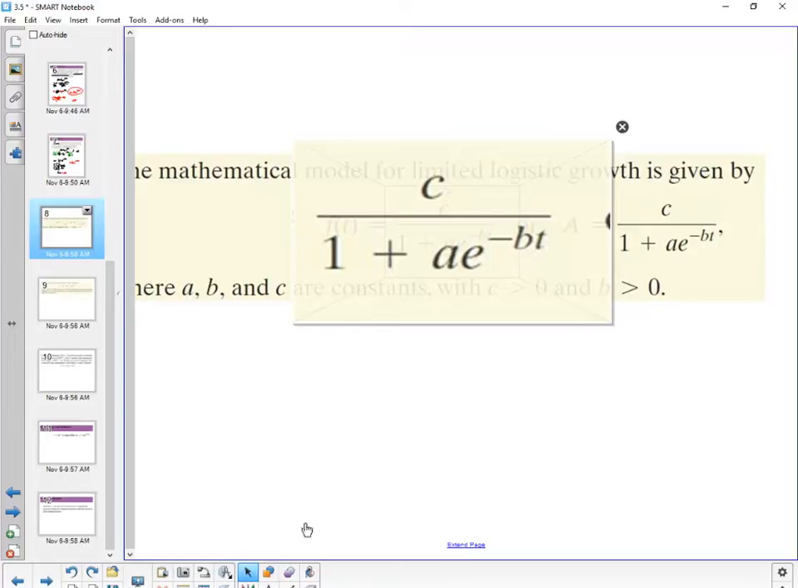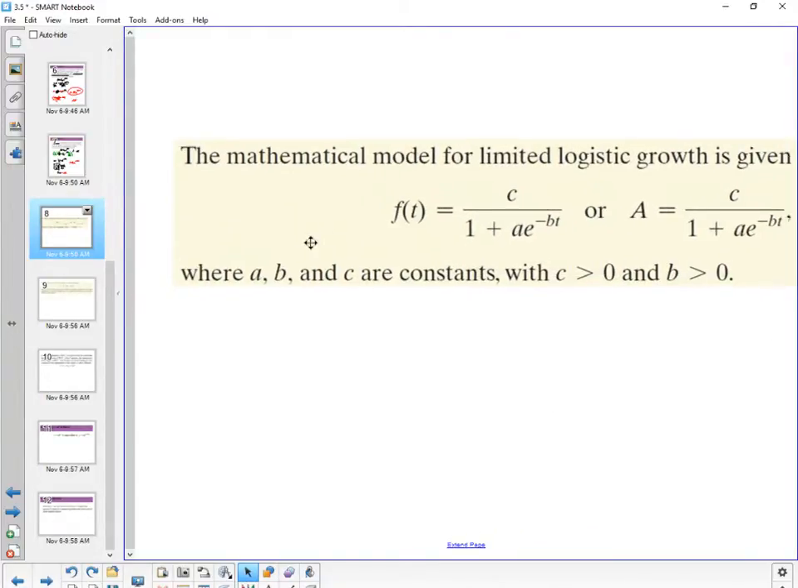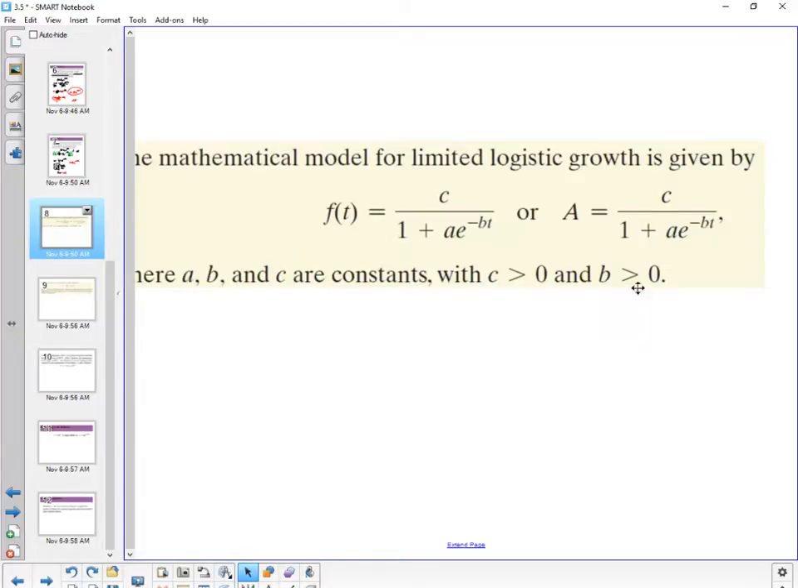A, B, and C are constants. C must be greater than 0. Otherwise, if it's 0, then the whole thing is just wrong. Right? 0 in the numerator just makes the whole thing 0. So it's obvious. C has to be greater than 0. Is there anything for any of the bottom ones? As long as they're constants. Can I close this? Yeah. So here, see? A, B, and C are constants. C has to be greater than 0, and B has to be greater than 0.